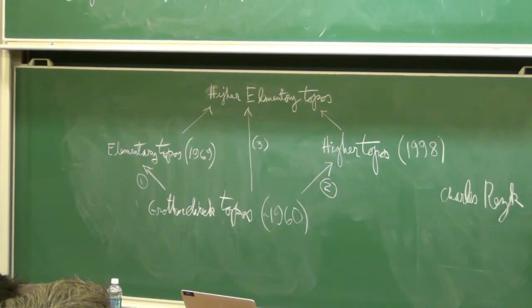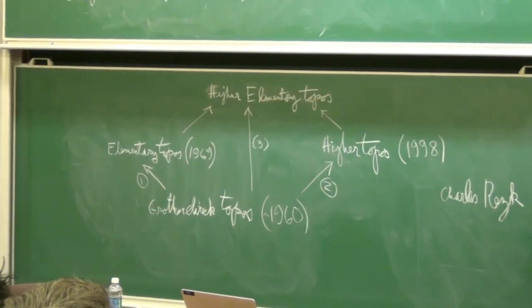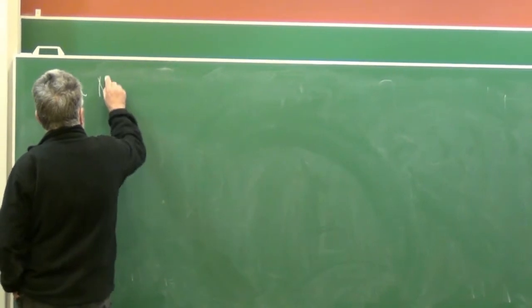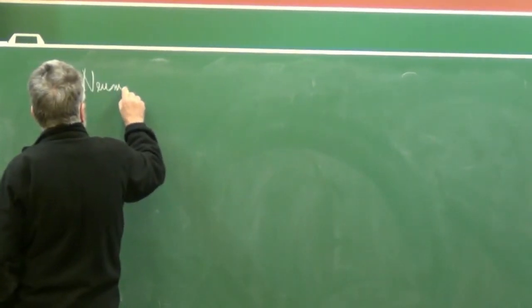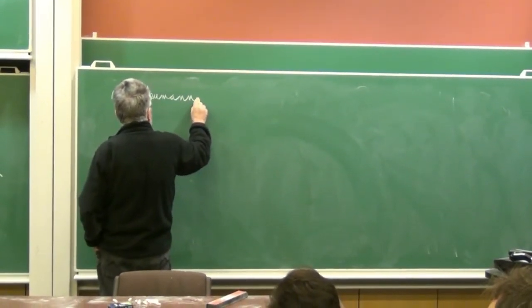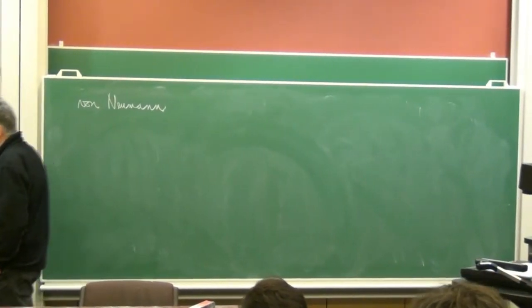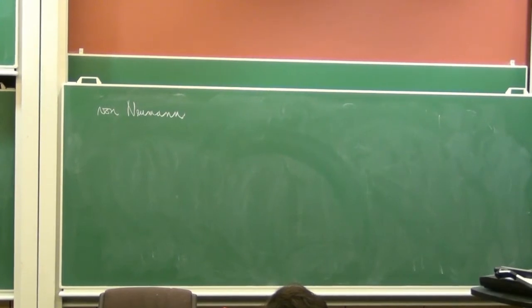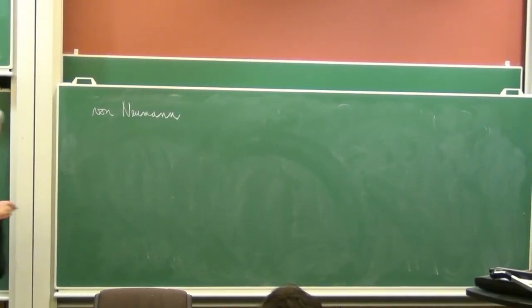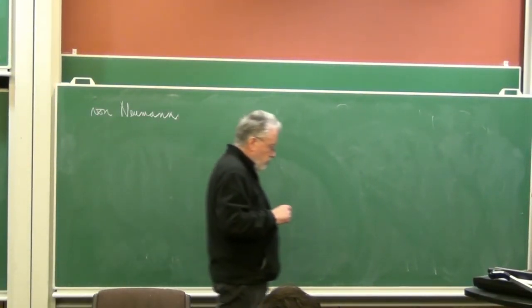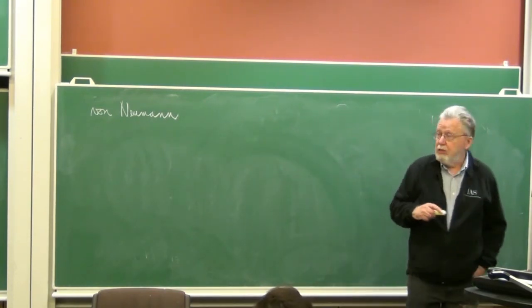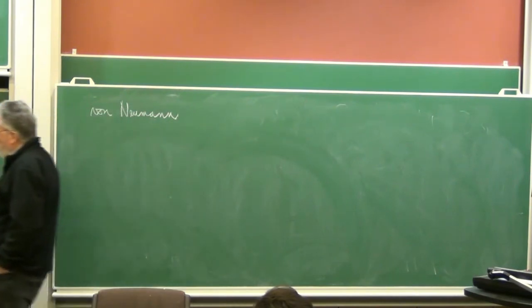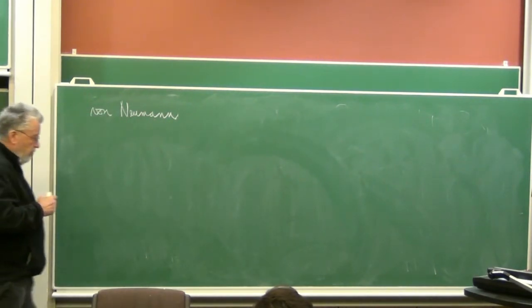So what is a locale? The notion of locale apparently was first introduced by von Neumann. Maybe in the late 40s, I'm not sure about the dates. But it may have been introduced independently by Charles Ehresmann. And what was the idea of von Neumann?